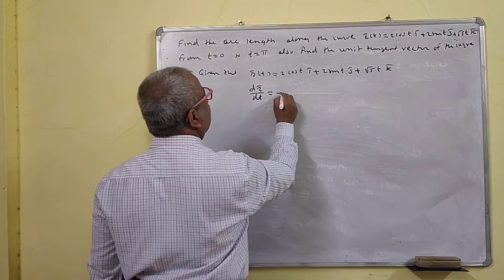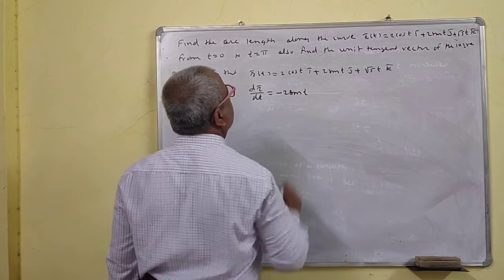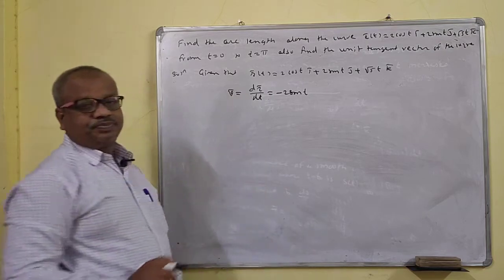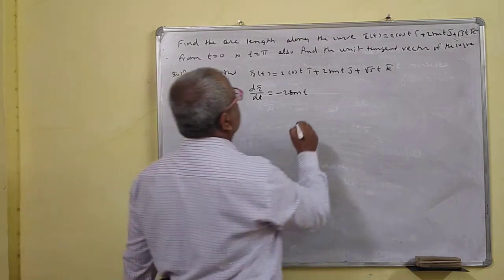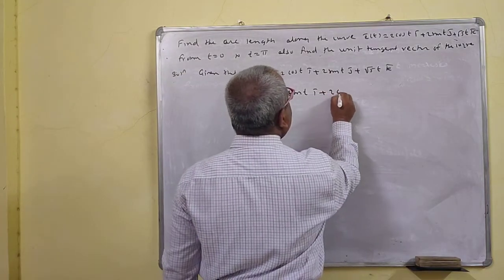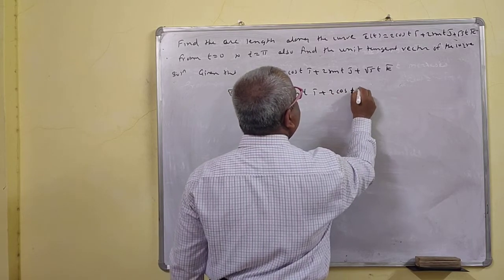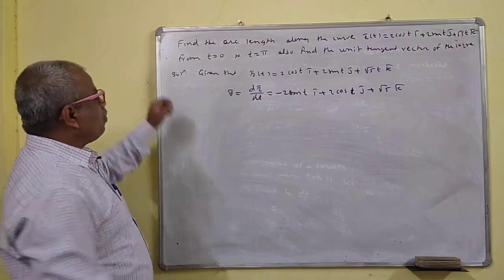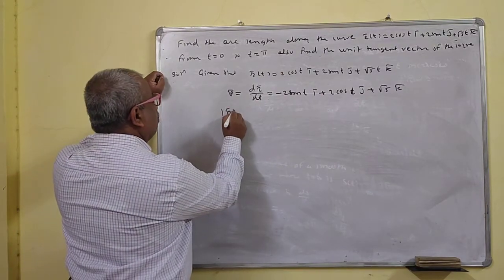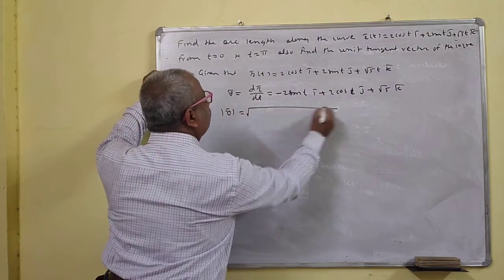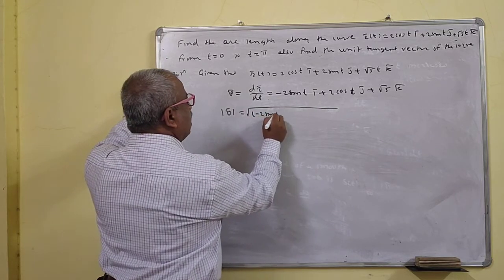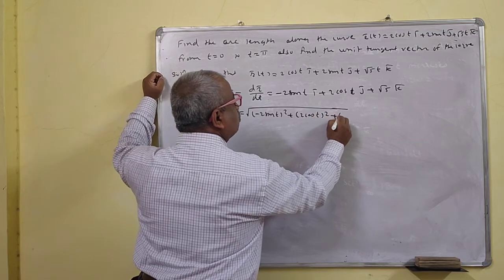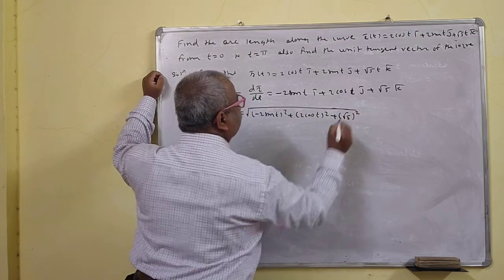Just directly differentiate 2 sin t. So this is v bar: minus 2 sin t i bar plus 2 cos t j bar plus root 5 k bar. Now we'll find the mod of v bar. This is the root of (minus 2 sin t) square plus (2 cos t) square plus root 5 square.